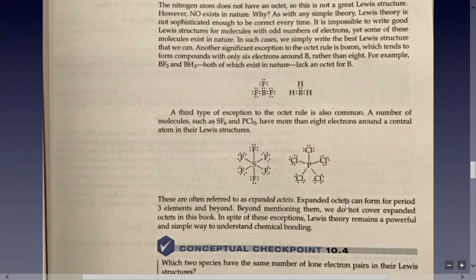Expanded octets can form for actually any of the elements that are past period 3. And it's really because of the d orbitals, the d block. So all the transition metals, the ones that I said aren't really in this list, can do some funny stuff too. So a lot of exceptions occur because of the d subshell. And because of that, anything in period 3 or on can sometimes meet this exception. But sulfur and phosphorus are possible as well.